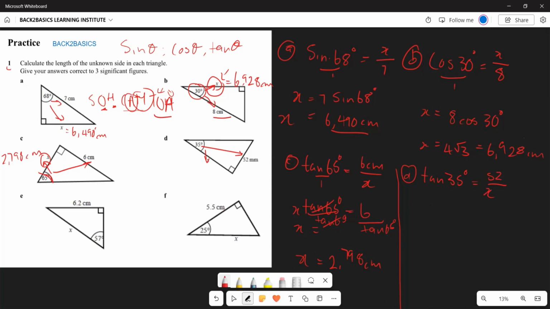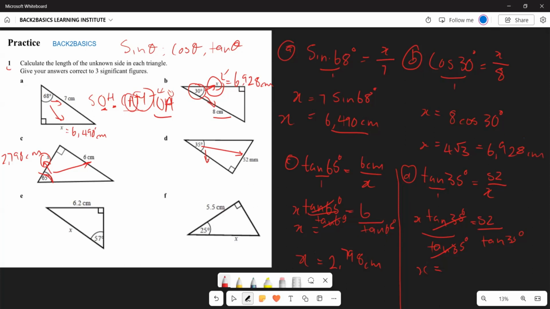And you can see this is almost the same thing as your number C. Then what is it that you're going to do? You're going to cross multiply. This is same as over 1. So this is going to be x tan of 35 degrees, which is equals to 52. Then from here, you divide by tan of 35 degrees. Remember what you do on your left, you do it on your right, right? So the tan of 35 cancel each other. So your x is going to be equals to 52 divided by tan of 35 degrees.